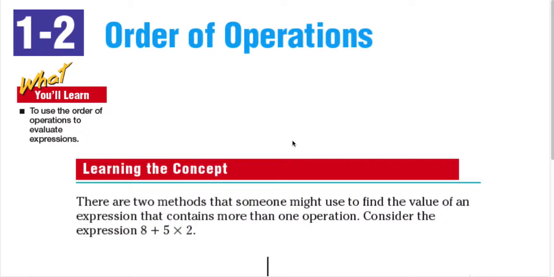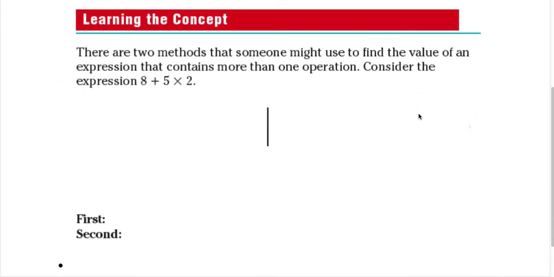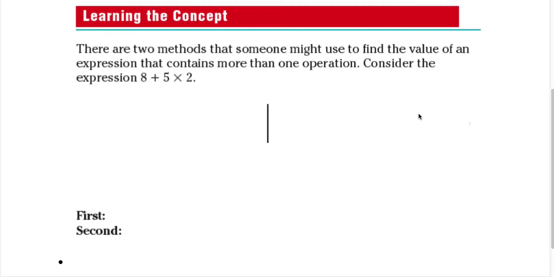Lesson 1-2, our objective will be to use the order of operations to evaluate expressions. And let's learn the concept on this. There are two methods that someone might use to find the value of an expression that contains more than one operation. Consider the expression 8 plus 5 times 2. Remember, we did this in 6th grade, so this is a bit of a review.